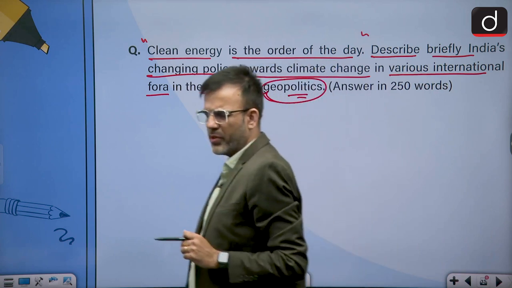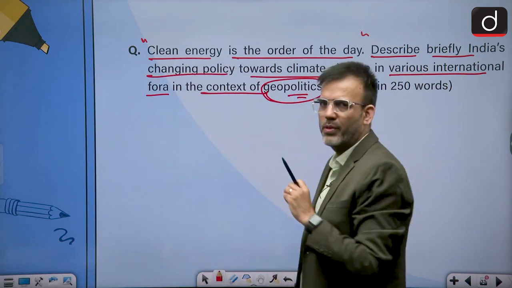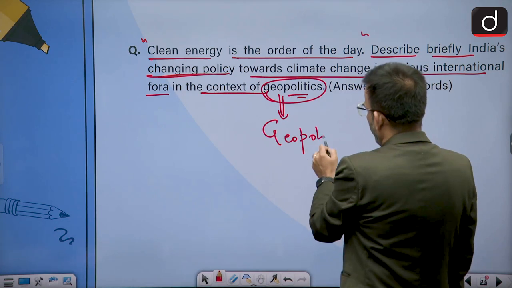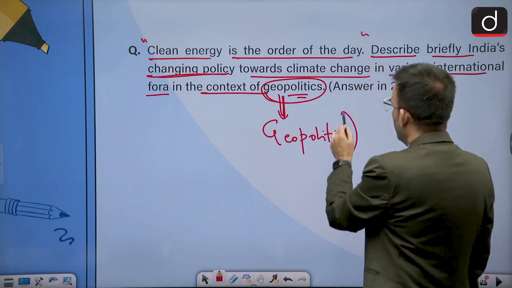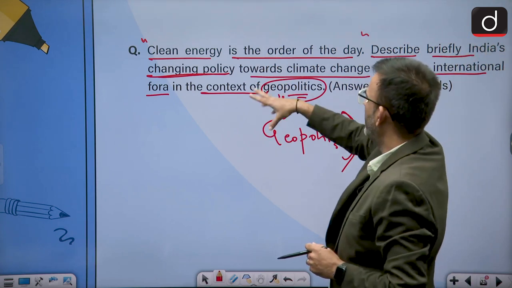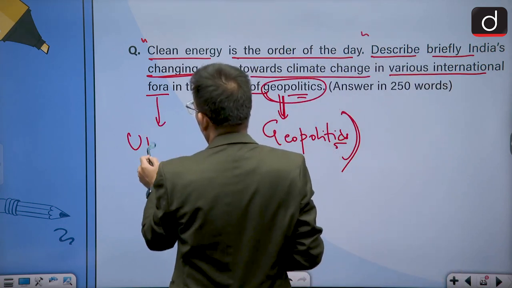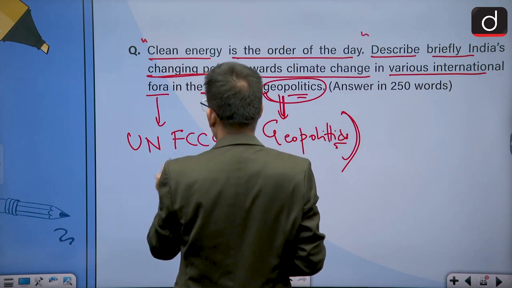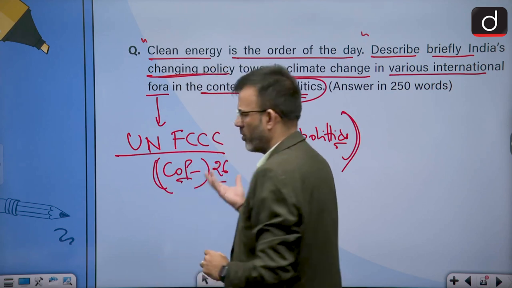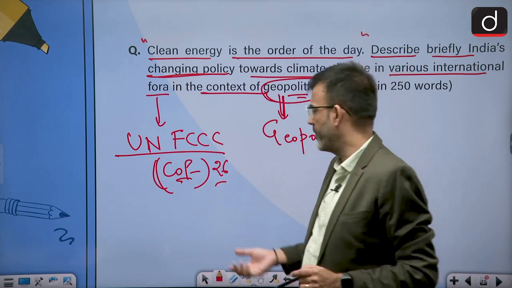Now, more or less, the question was straight and simple, but there is a little bit of a trick provided in the question, and that was with this word geopolitics. See, this question can also be analyzed in a very simple way: describe briefly India's changing policy towards climate change in various international fora. When we say international fora, the biggest one is UNFCCC, which conducts various COPs, Conferences of the Parties, like COP26, the Glasgow Summit, which took place recently. So the question was primarily hinged to this contemporary event, the Glasgow COP26 Summit.